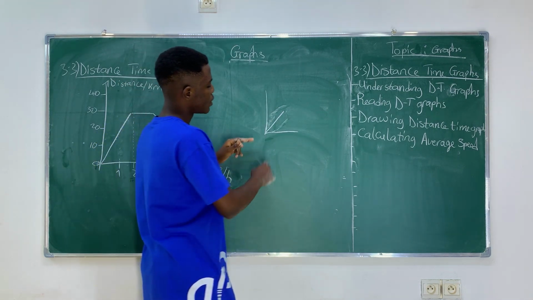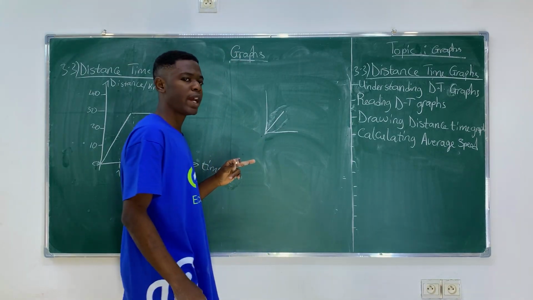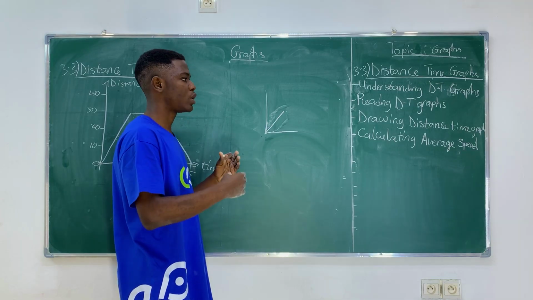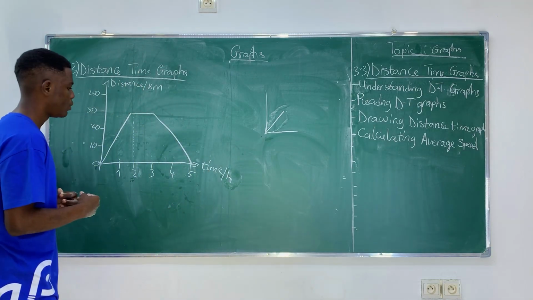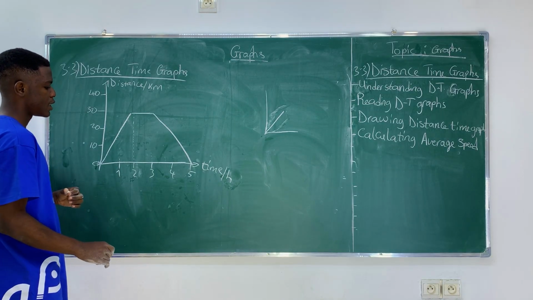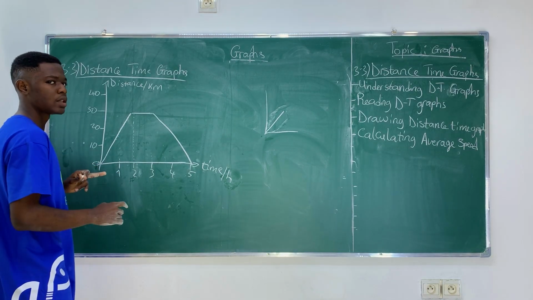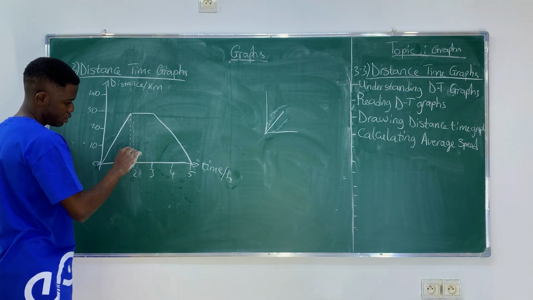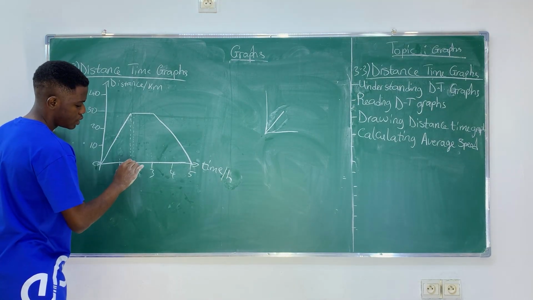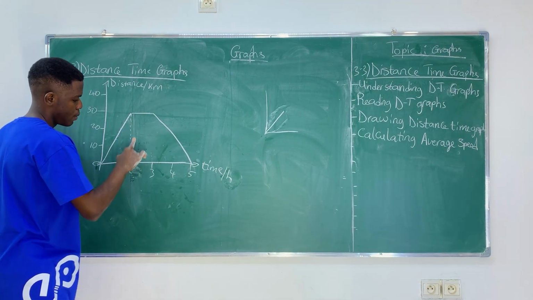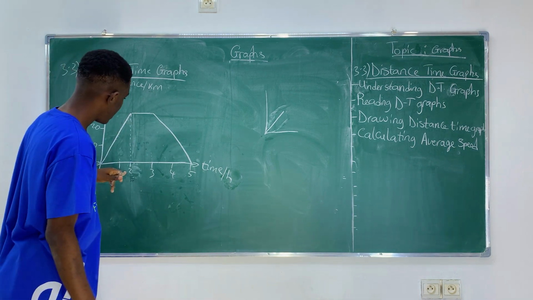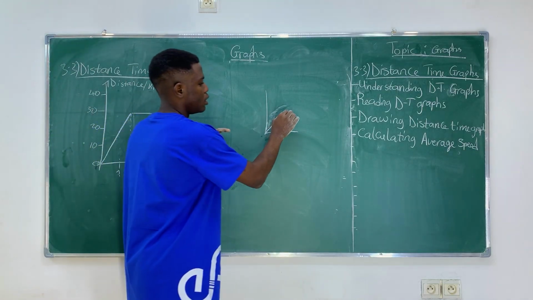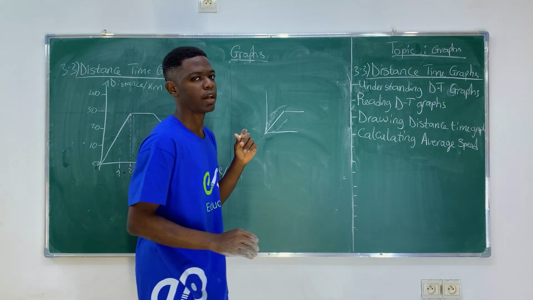So when you have something like this, it means you're moving with a constant speed. Like here, the person is moving with a constant speed from 0 to 2 hours. At the second hour, the car stops. Why does it stop? Because I'm seeing a straight horizontal line.